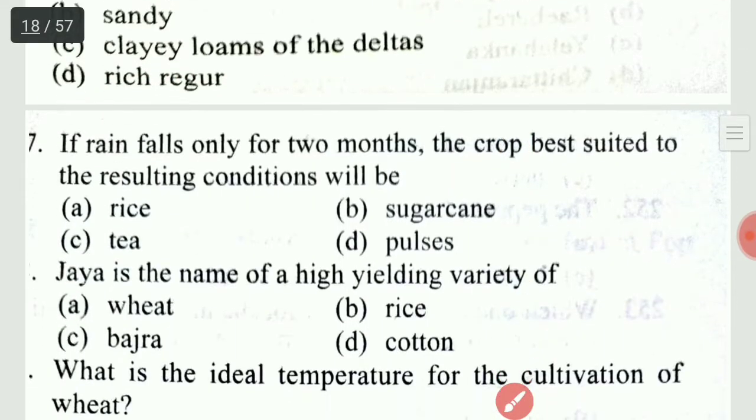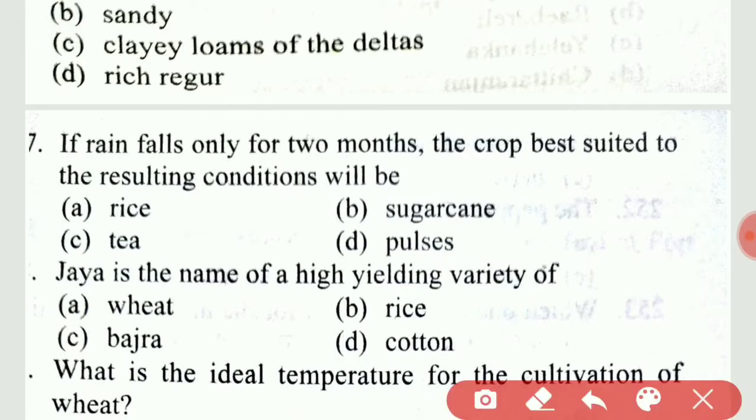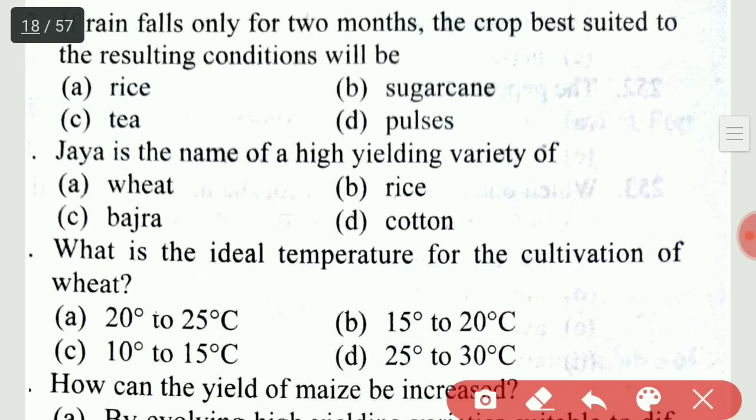Next, if the rain falls only for 2 months, the crop best suited to the resulting condition will be pulses, option D. Next, Joya is the name of a high yielding variety of option D, cotton.